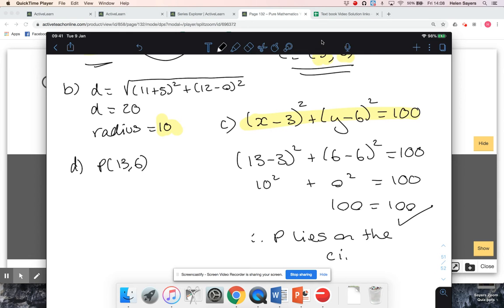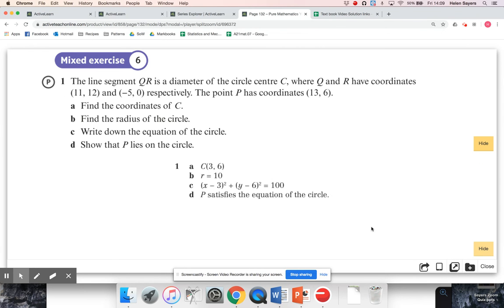So P lies on the circle. Okay, so that makes me think our previous answers are probably all correct as well, because if my centre or my radius had been wrong, then this probably wouldn't have worked, but we will just double check. Yeah, I think we've got all that.